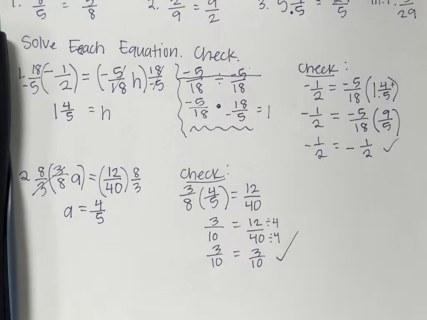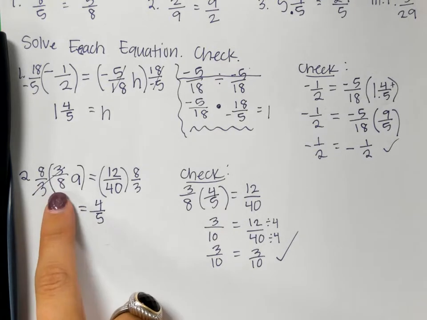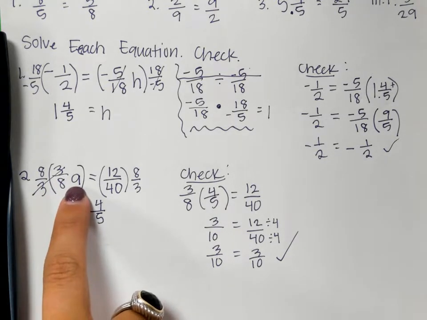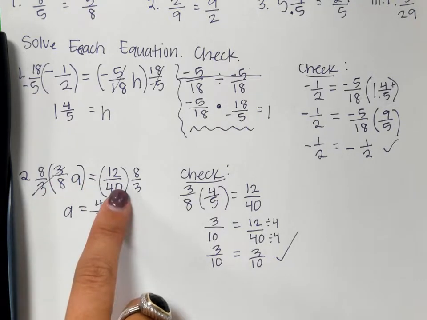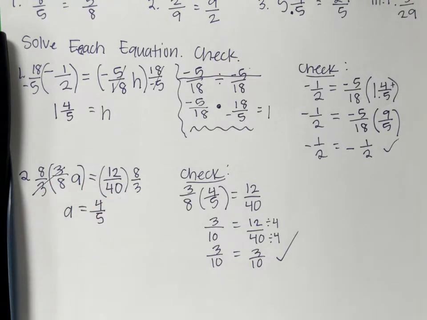Any questions? We've got to remember, if I've got a fraction in front of my variable that I'm solving for, I can multiply by its multiplicative inverse. Whatever I do to one side, I have to do to the other side. And once I solve it, that's my solution. Okay? Are we good?